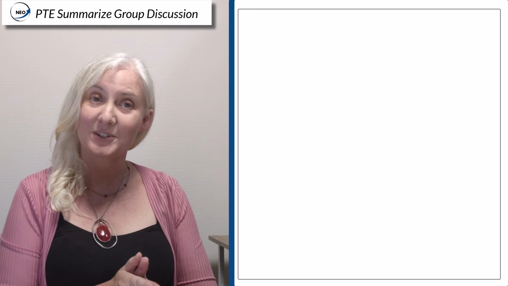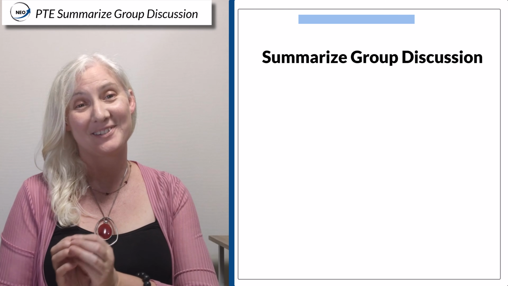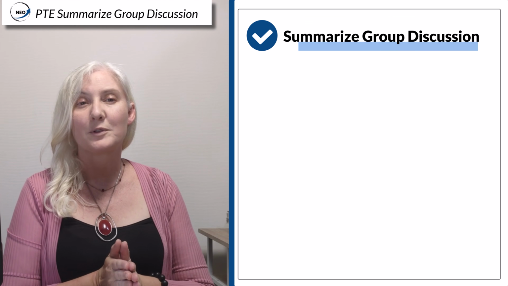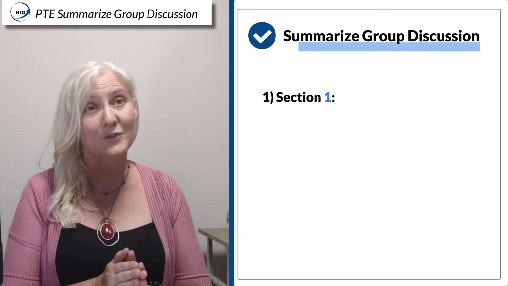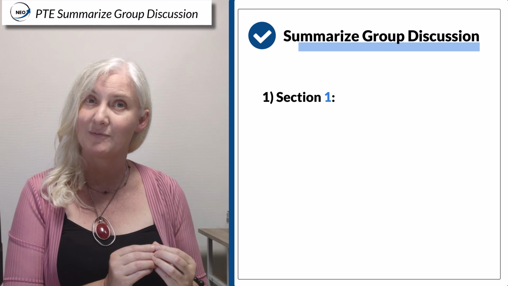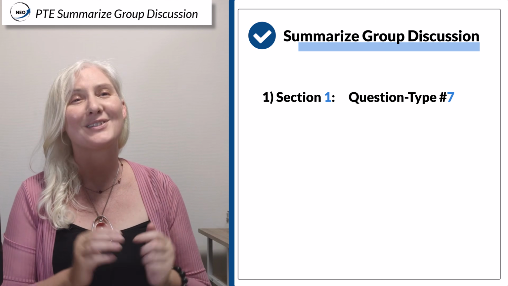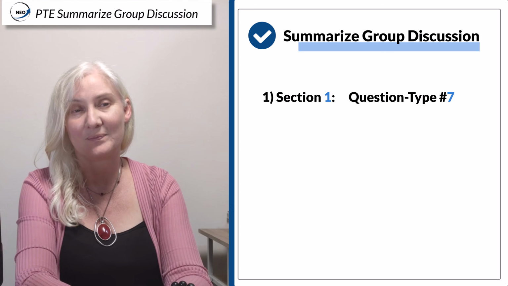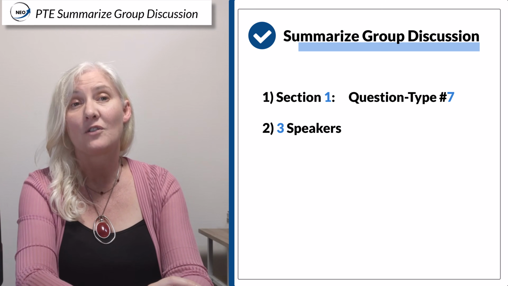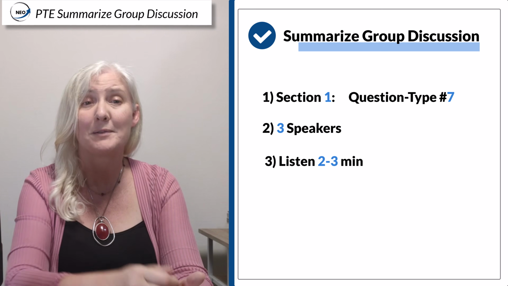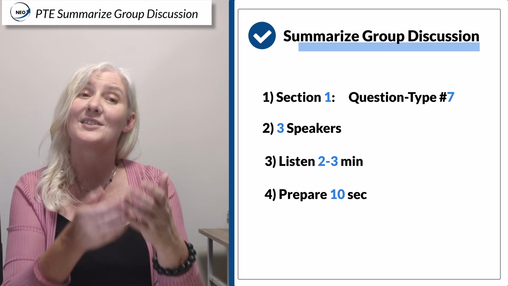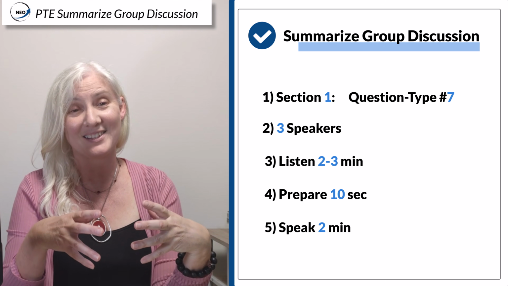So now, let's learn the new PTE question type, Summarize Group Discussion. Summarize Group Discussion joined Section 1 of the PTE in August 2025. It's the 7th speaking question type. You'll hear 3 speakers having a conversation for about 2 or 3 minutes. Then it's your turn to summarize what they said.